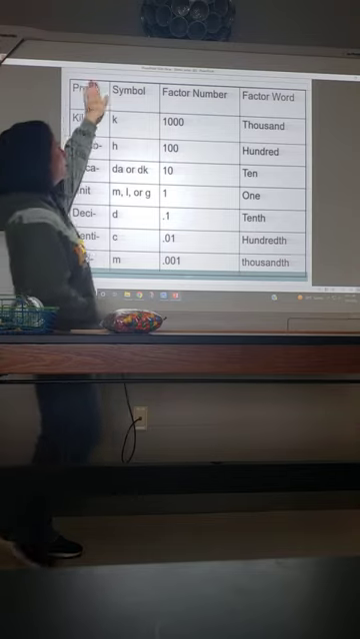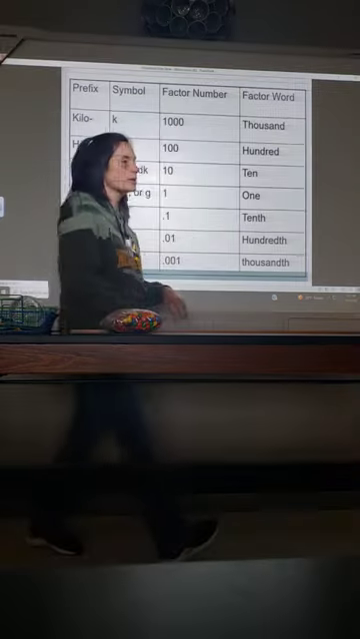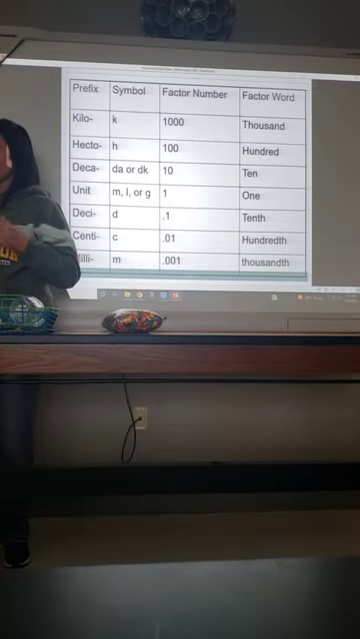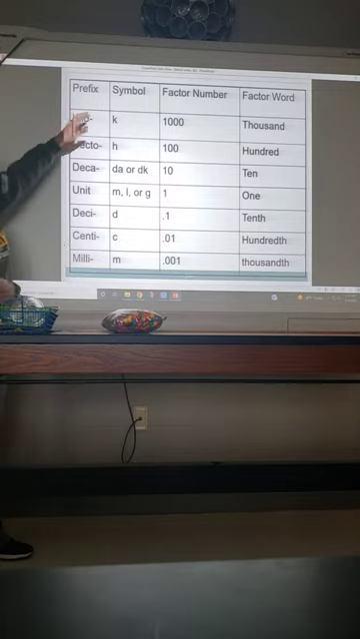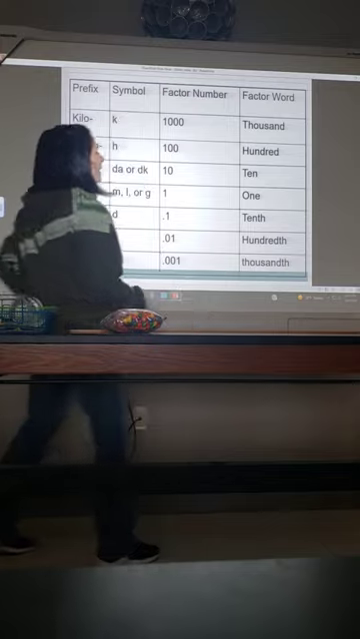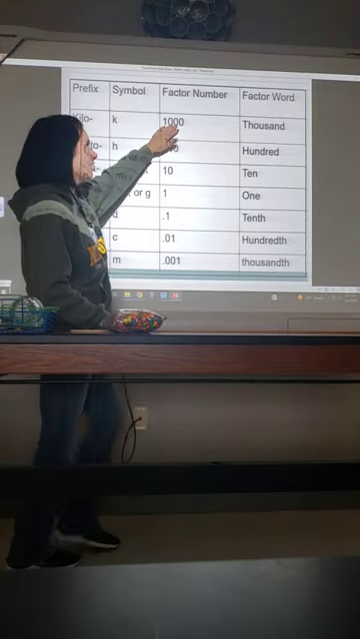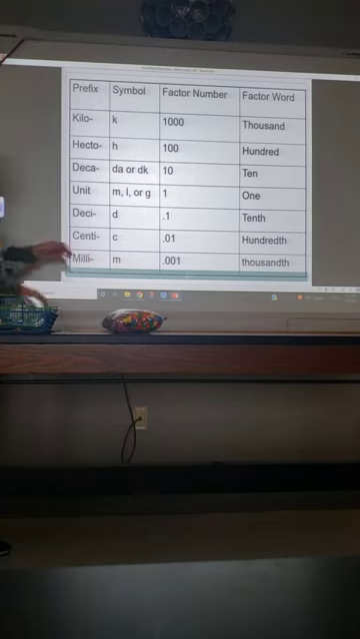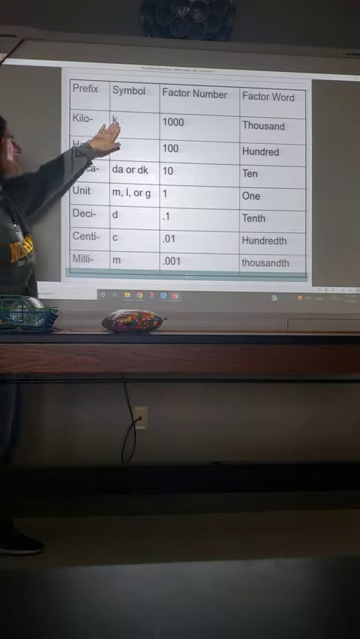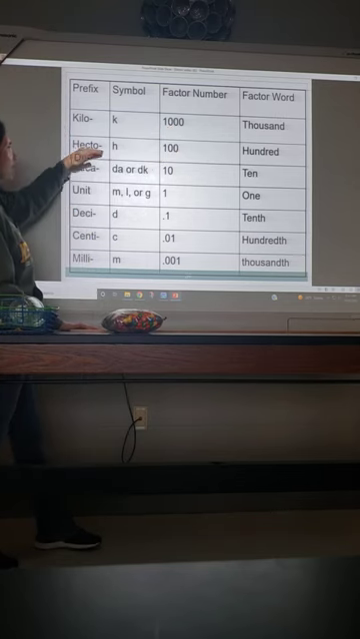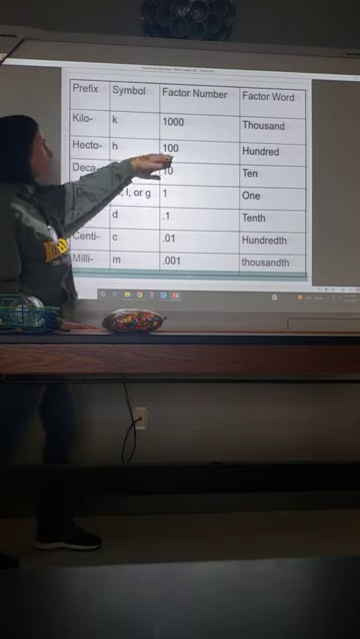40 pieces. And you're going to recreate this chart. It doesn't have to look exactly like this. But for the prefixes, the symbols, the factor number, which is the value, and the factor word, which is the written out word, you're going to put things together. So recognizing that kilo and K and 1,000 go together, and recognizing that hecto and the abbreviation H mean 100.